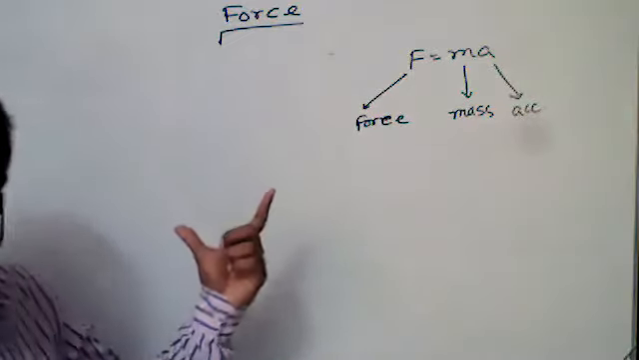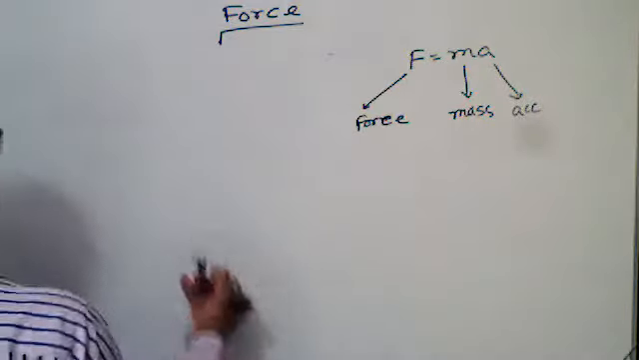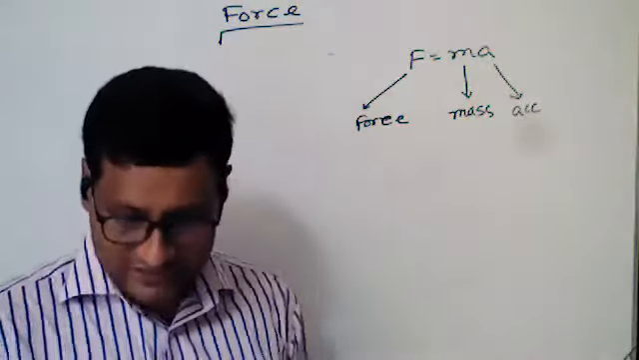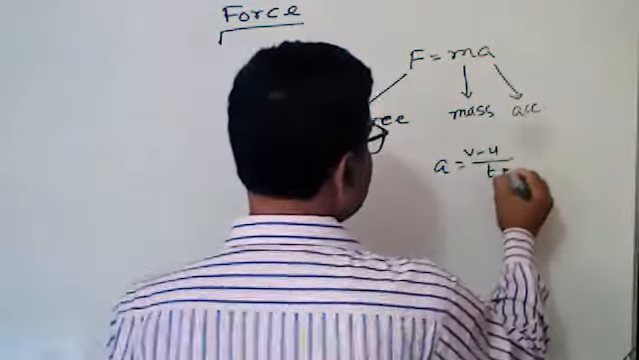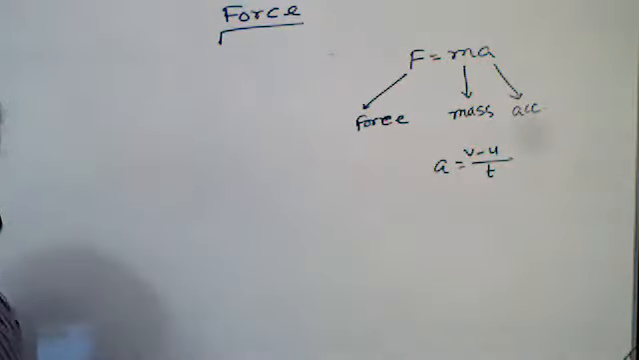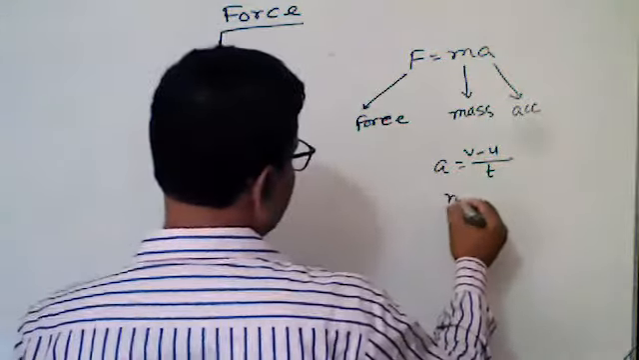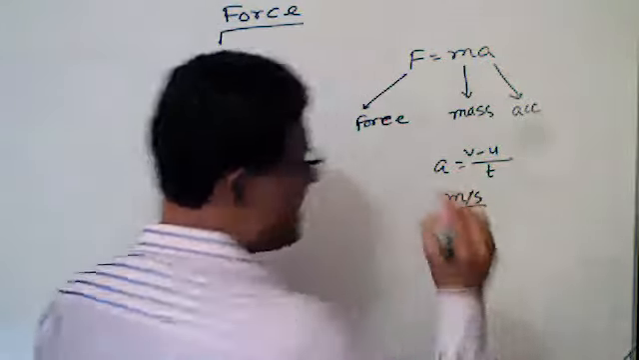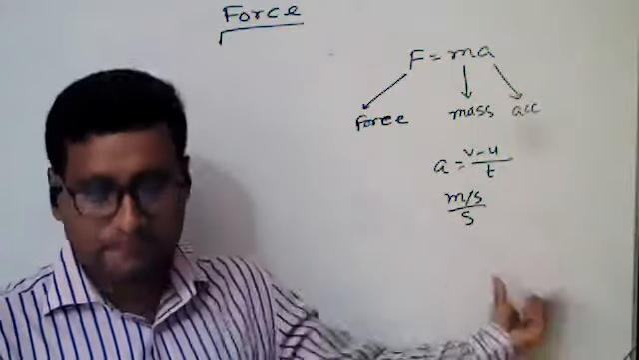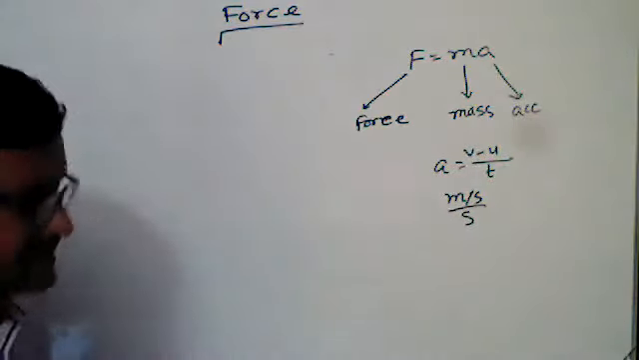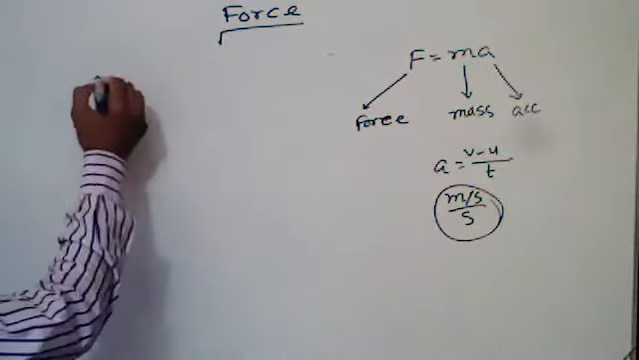We know acceleration from the previous chapter. Acceleration is the rate of change of velocity. So a equals to (v minus u) by t. The unit of acceleration is meter per second per second, meter per second square. So the unit of force is Newton.